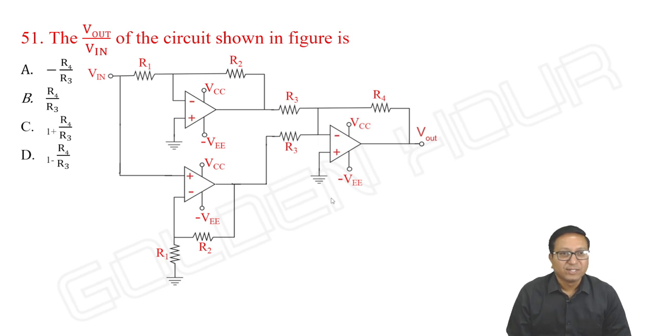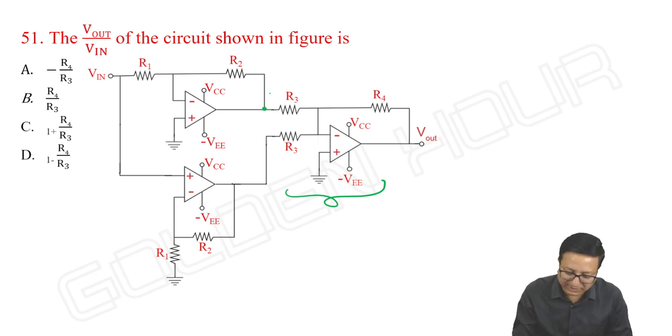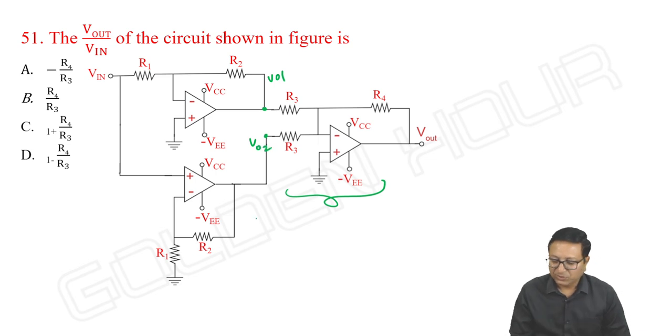Look at this. The V output by V input of the circuit shown in the figure. It's a recent paper only, maybe 2023 or GATE 2022. We can understand that it is something like an adder, an inverting adder, right? So let me take this as VO1 and this one as VO2. So what is V output? Minus R4 by R3 into VO1 minus R4 by R3 into VO2. That is for sure.